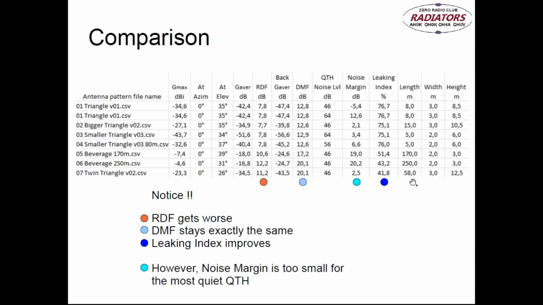So it's like 1/3 of the size, less than 1/3 of the size, maybe. So this is a really small antenna compared to this beverage, and we are getting practically the same numbers. This is on the limit, this noise margin, but it's not too bad, because people building these will be living in the civilized world, not on some deserted island somewhere where this kind of 46 decibels noise level would be found.